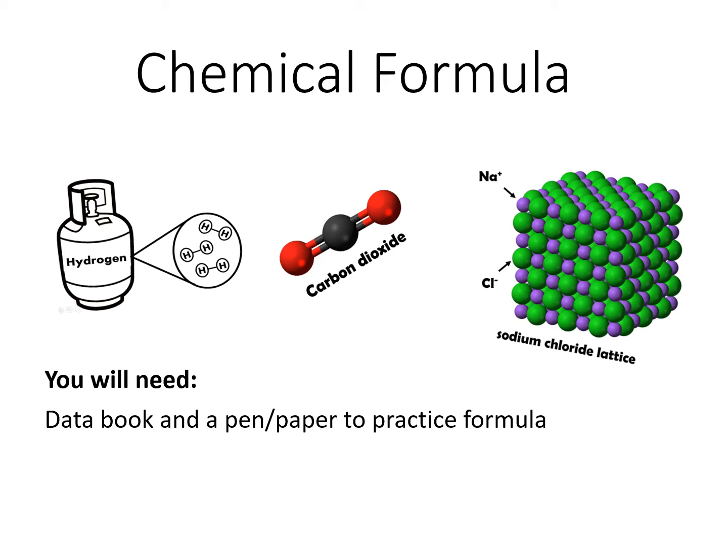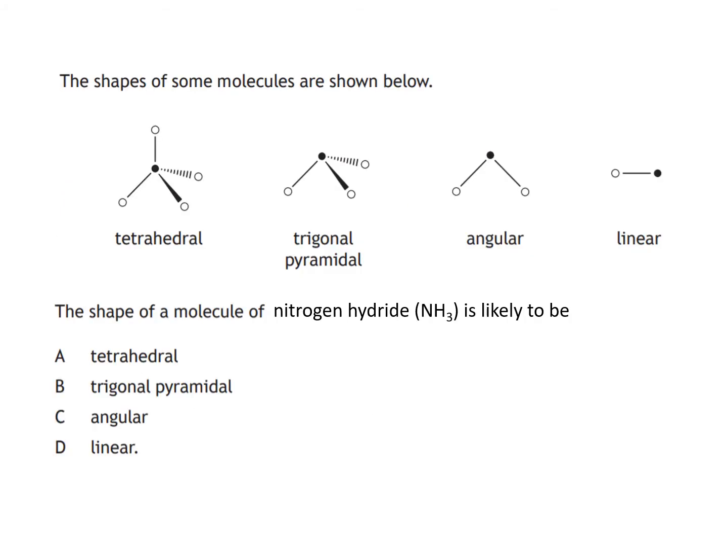So let's get started with our prior knowledge questions to get your brains in gear. So here we go, first one. The shape of a molecule of nitrogen hydride, NH3, is likely to be, off you go. So with NH3, we have 4 atoms in total. So the only possible shape that could form in this case would be trigonal pyramidal.